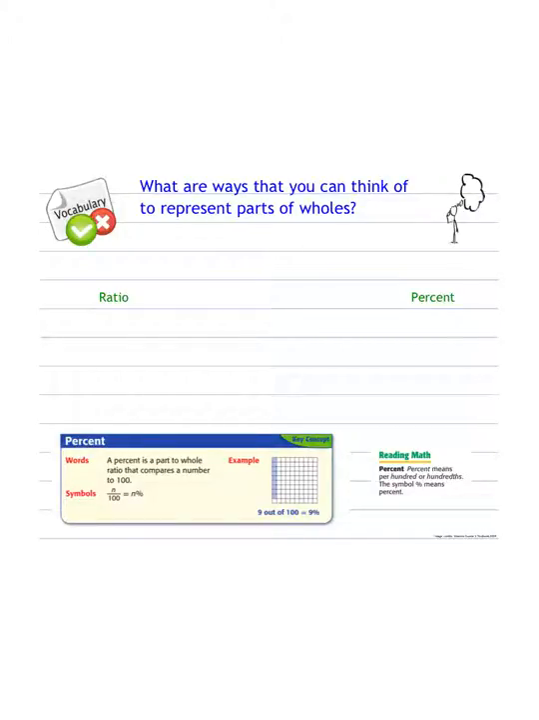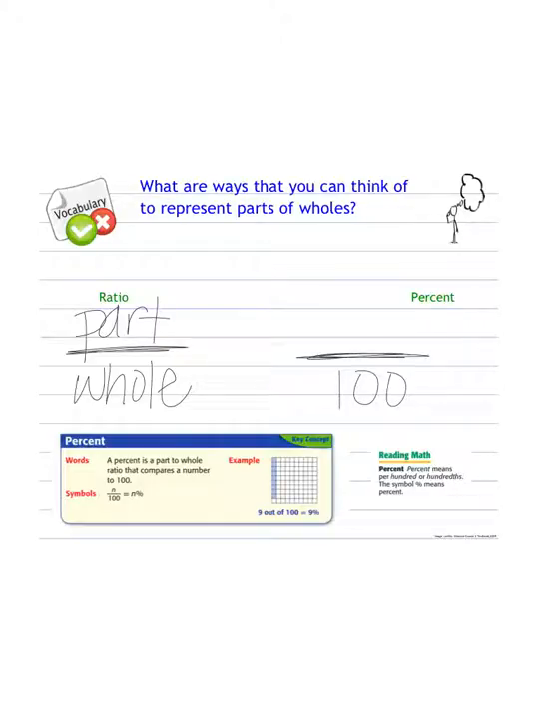So a ratio is a fraction which represents part of a whole. The denominator is how much total there is. The numerator is the number of parts. Percent is always out of 100. So it's how many parts per 100. So how many parts out of 100?